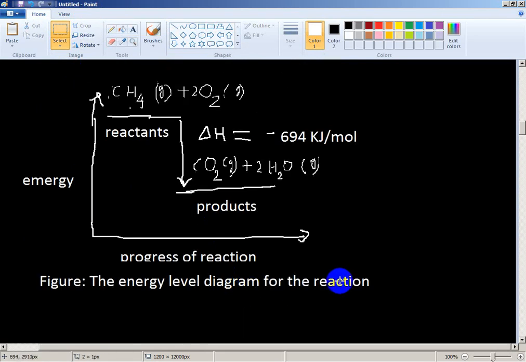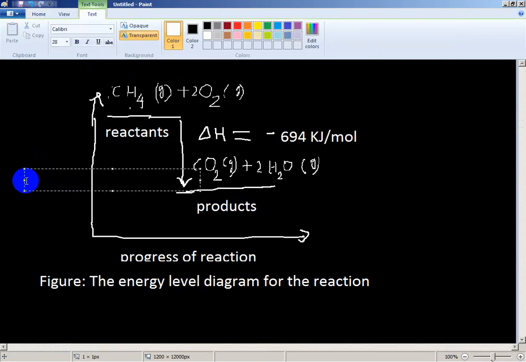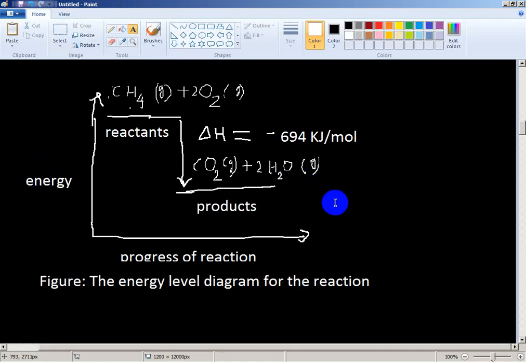Okay, have you seen this energy level diagram figure, the energy level diagram for the reaction? Have you written? Yes, sir. Okay, this is energy. Okay, now I am going to the next question.